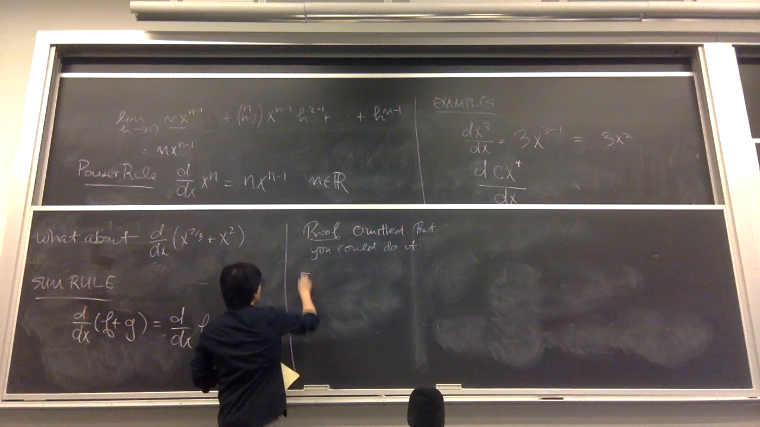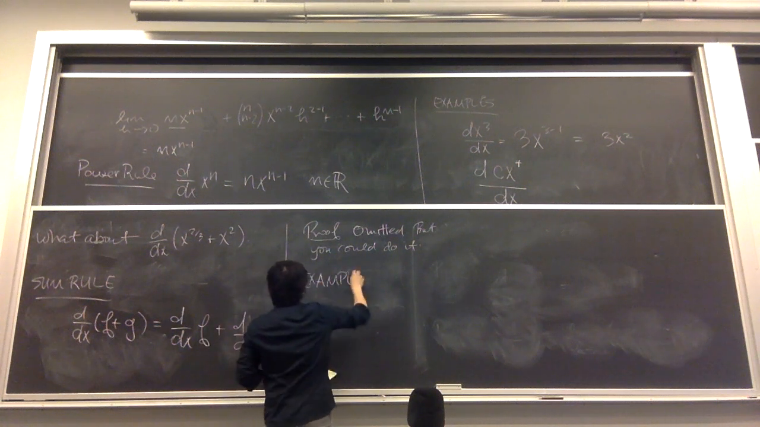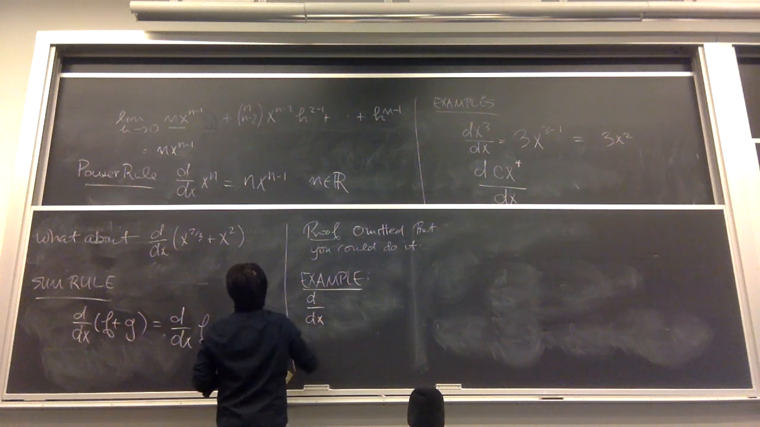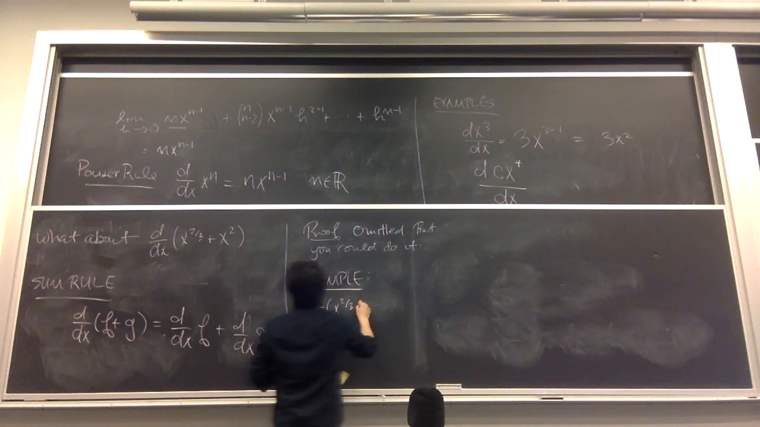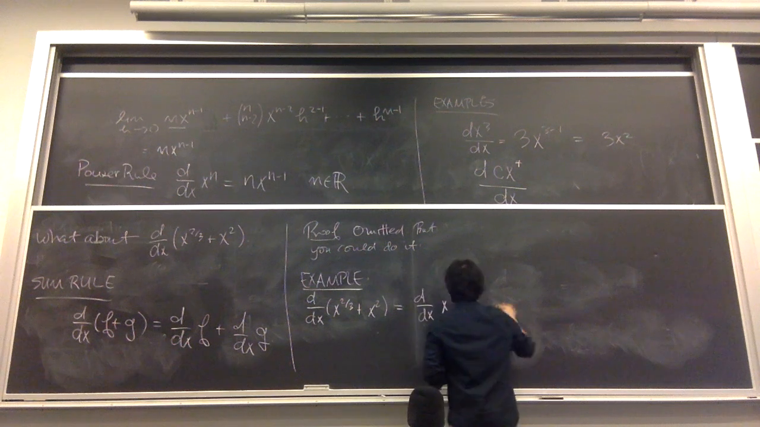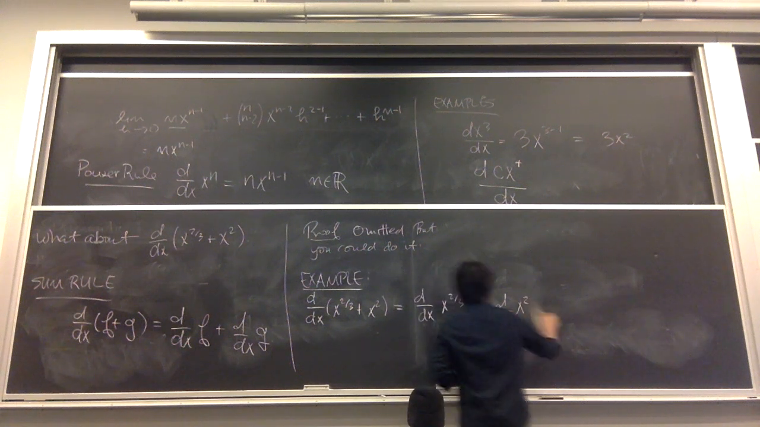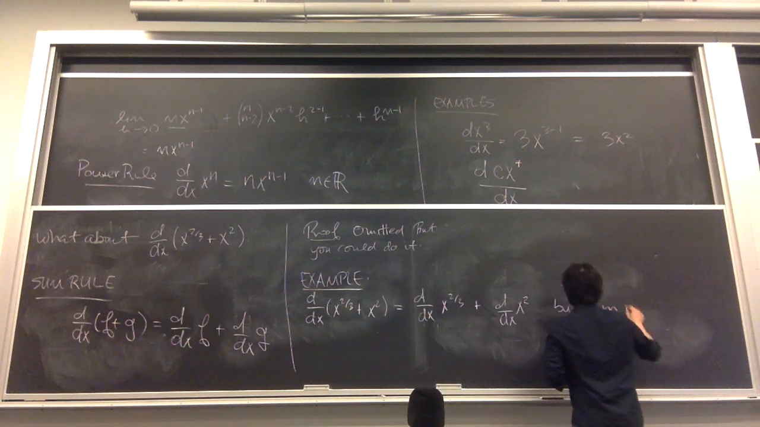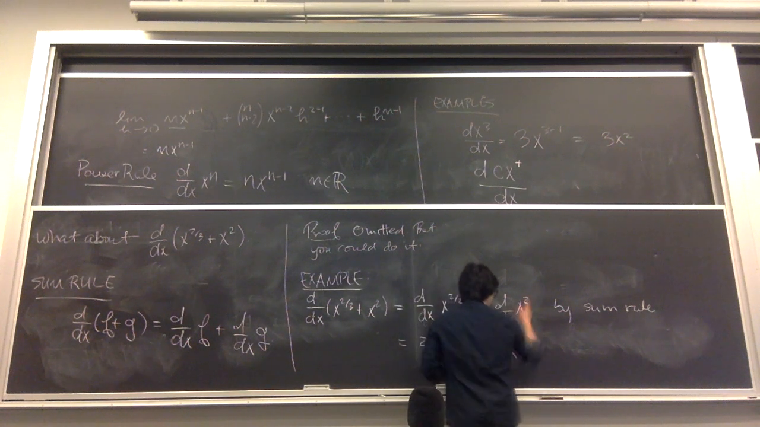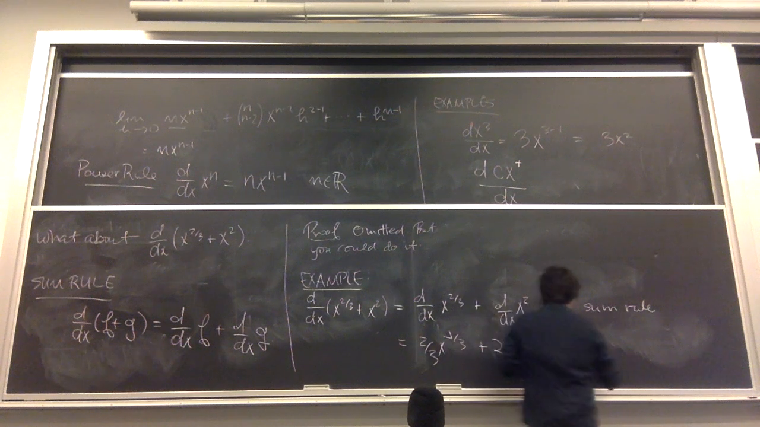Okay, so let's return to that example. What is d dx of x to the 2/3 plus x squared? That's going to be d dx of x to the 2/3 plus d dx of x squared by some rule. And then we get 2/3 x to the 2/3 minus 1, which is minus 1/3, plus 2 x to the 2 minus 1, which is 1, by power law.